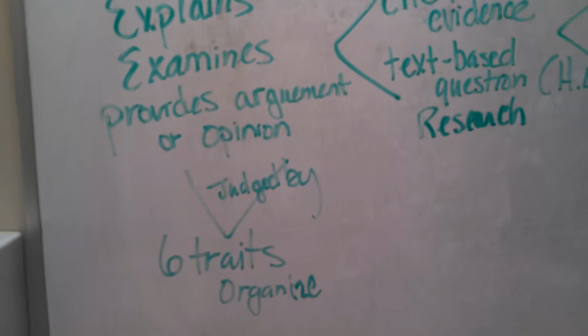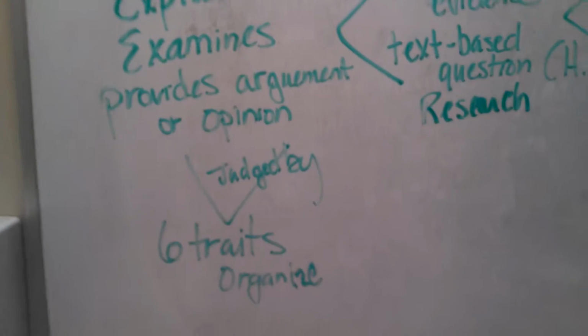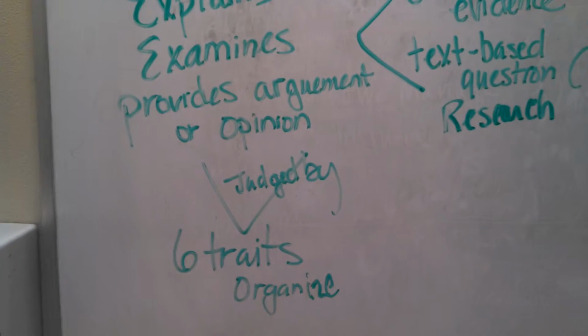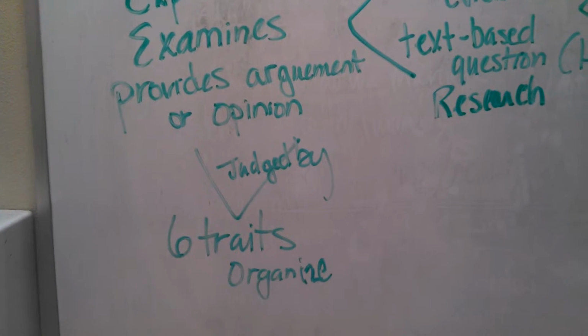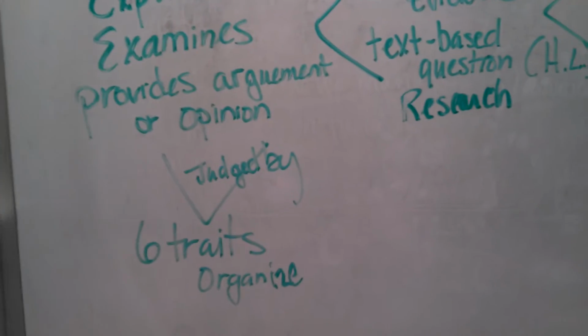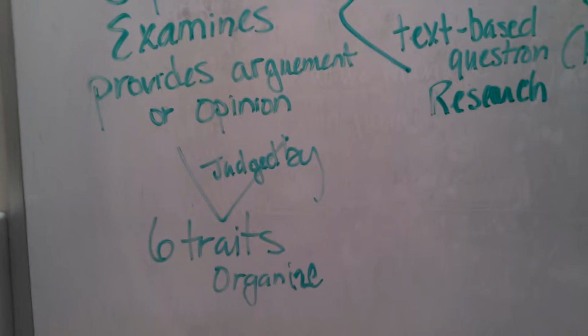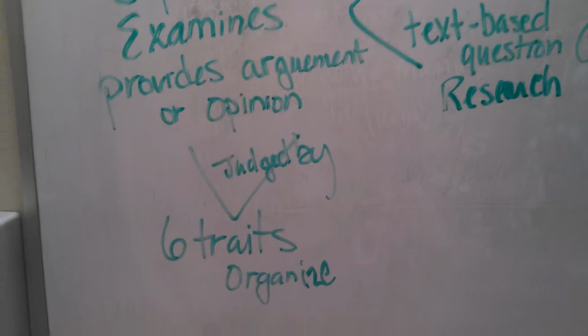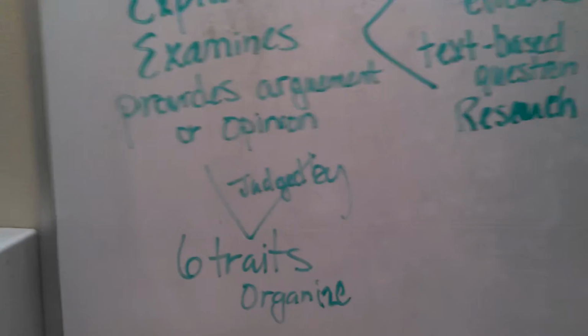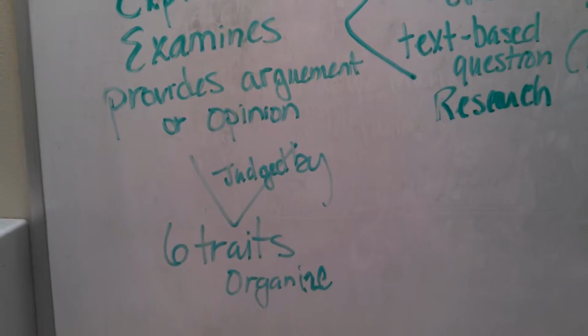And then currently we judge this information with the 6 traits, or how do we organize, how do we develop ideas, sentence fluency, those kinds of things, but then we move towards the Common Core assessments and the Common Core rubrics that are coming up.